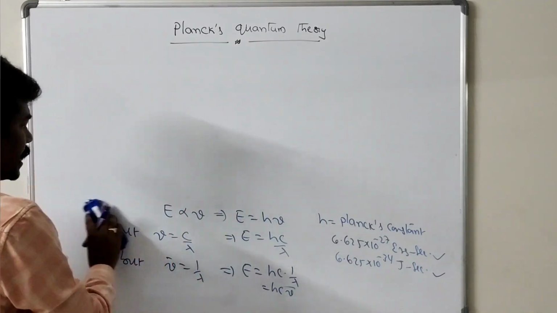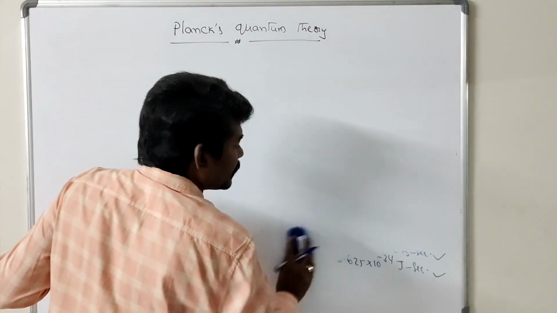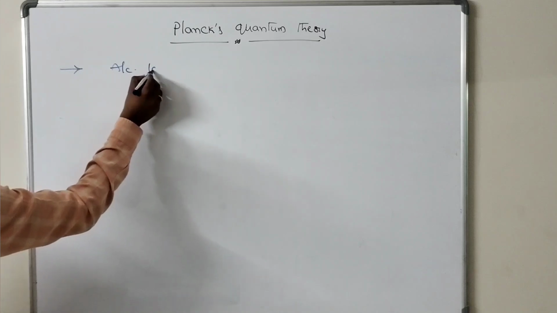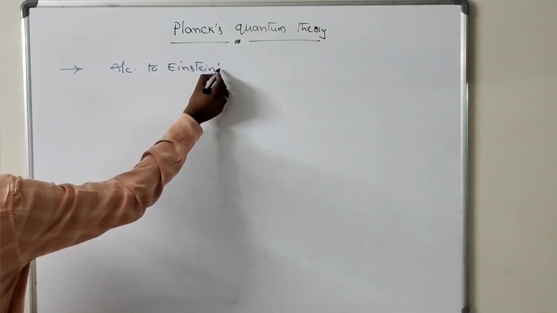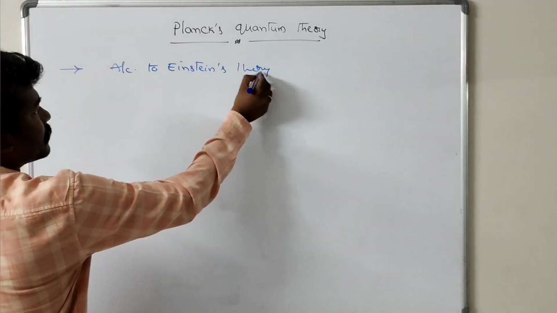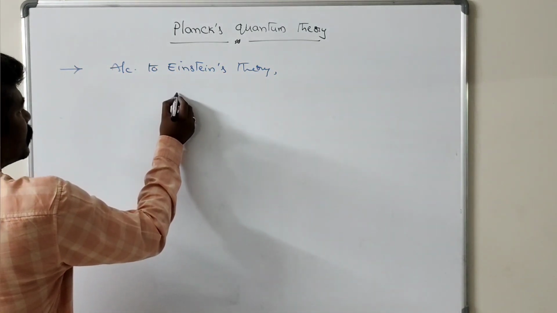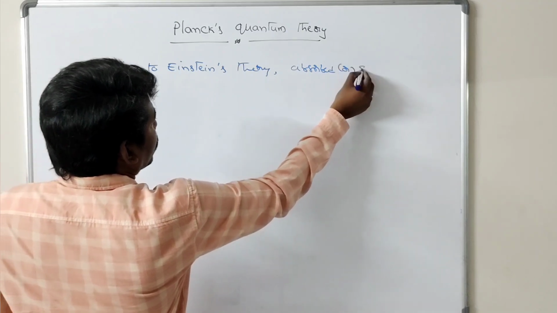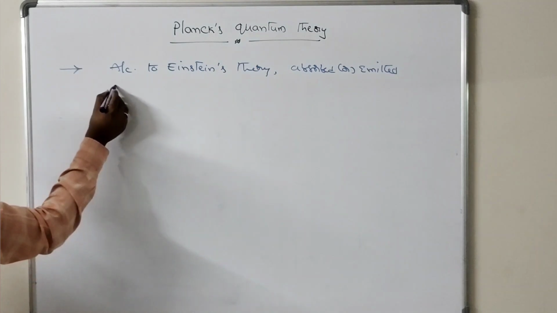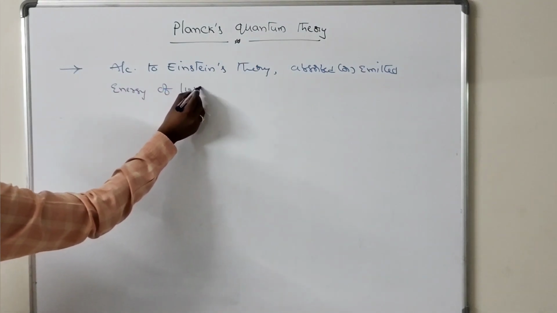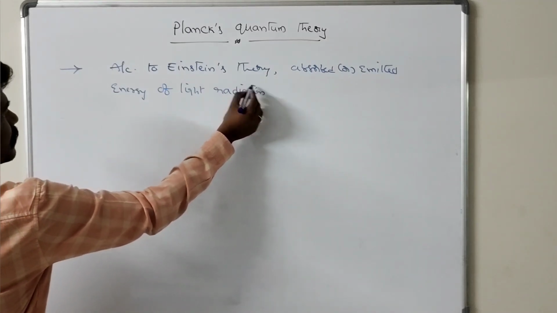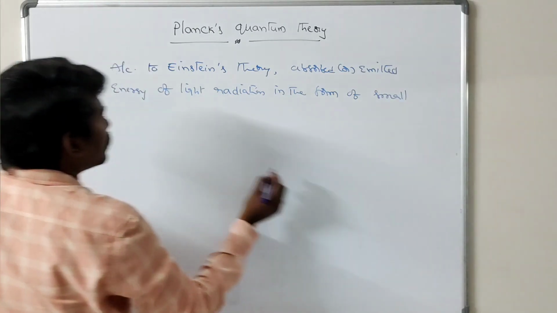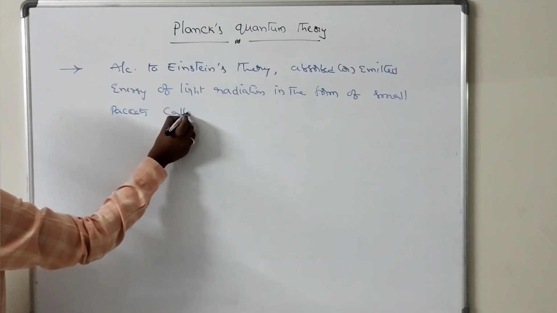Next, according to Einstein's theory, the absorbed energy and emitted energy, the absorbed or emitted energy of light radiation, is in the form of small packets called photons.